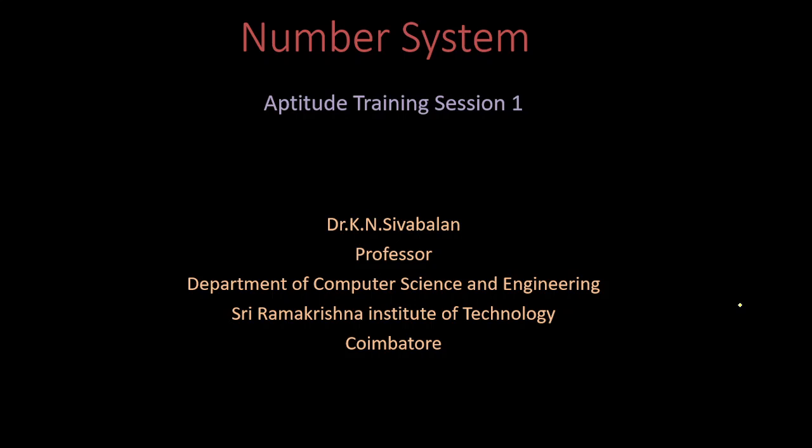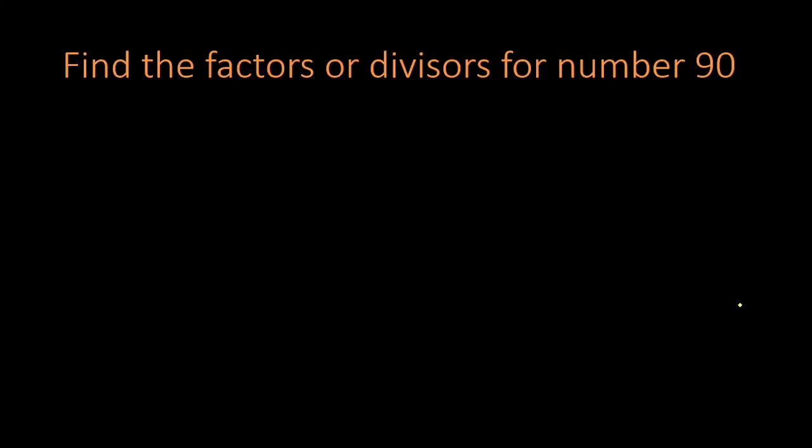In today's number system topic, we'll be learning about identifying the factors of a number. So, find the factors or divisors of a number. For instance, in this case, I have given 90. How will you find the factors of this number? To find the factors of this number, we will start to divide it by the lowest prime number.